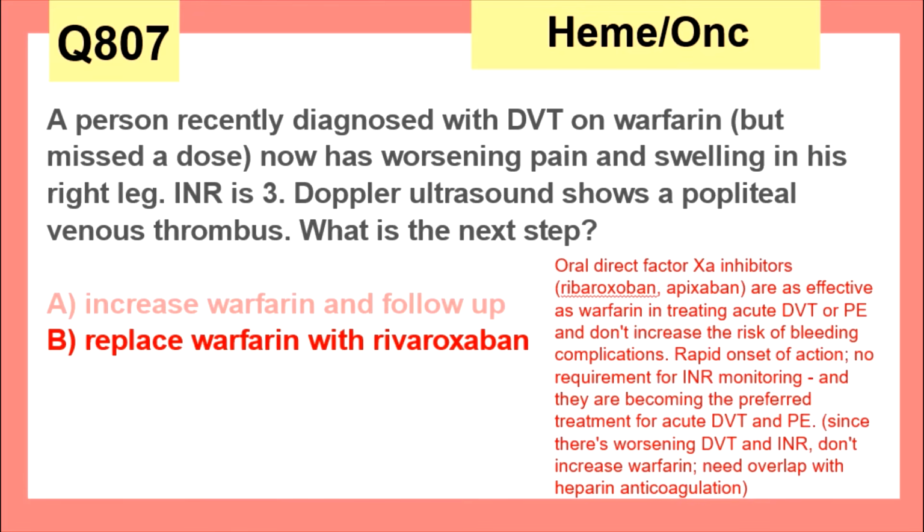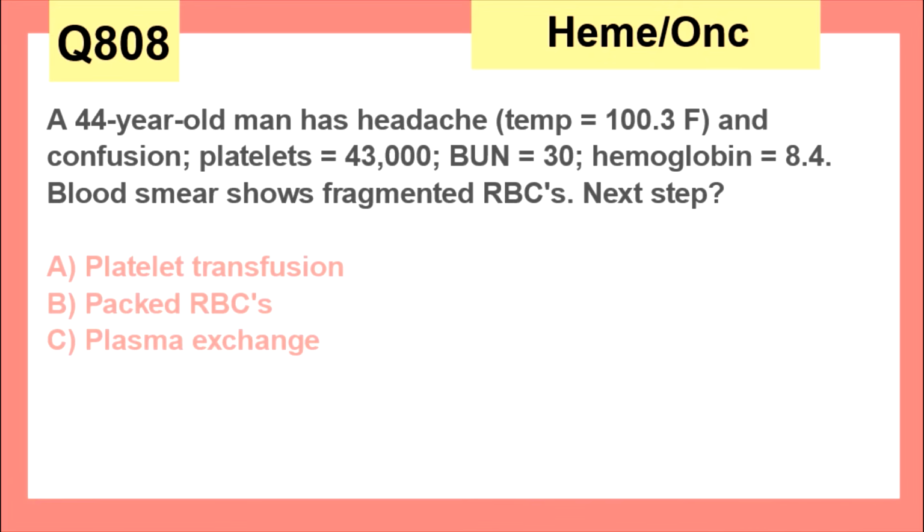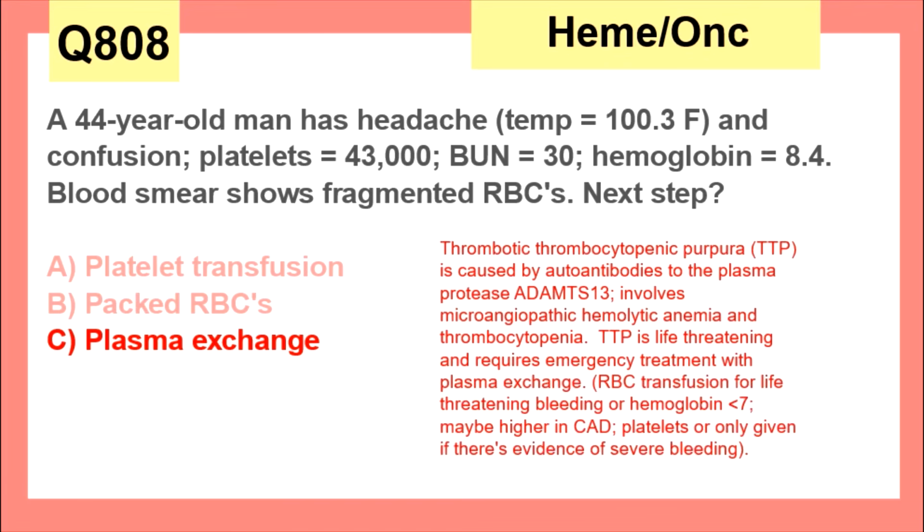We prefer these DOACs. 808, a 44-year-old man has headache and confusion. Platelets is 43,000, really low. BUN is 30. Hemoglobin is 8.4. Blood smear shows fragmented red blood cells. What's the next step? We want to get plasma exchange because it sounds like TTP. That's why we have the low platelets, the head symptoms, the CNS symptoms, the anemia, and the schistocytes, the fragmented red blood cells.